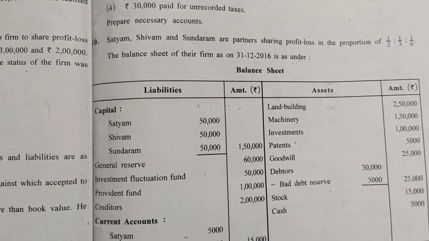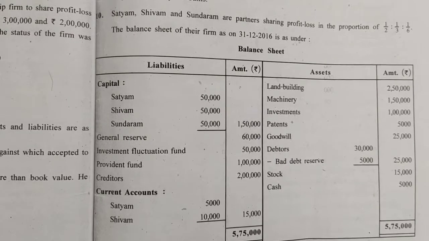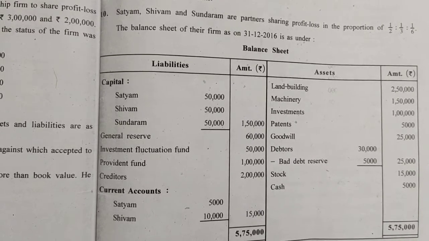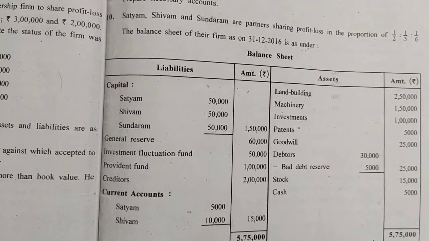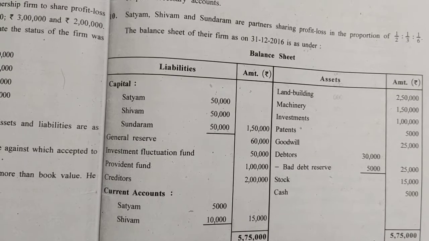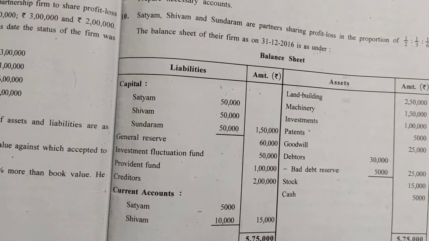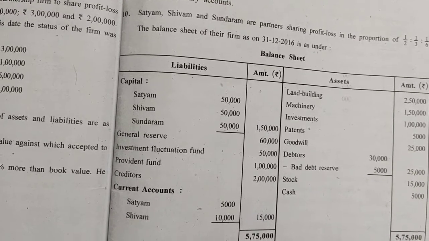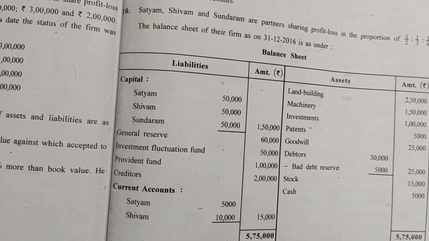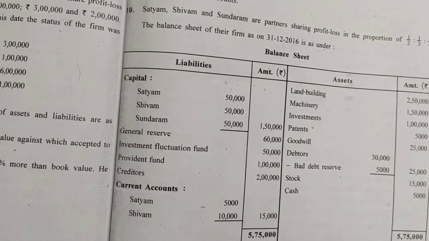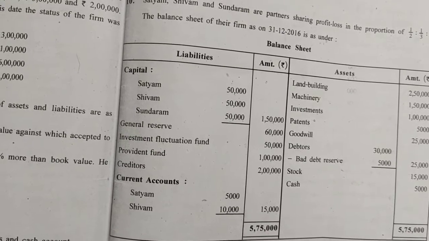Satyam, Shivam and Sundaram are partners, sharing profit and loss in the proportion of 1/2, 1/3 and 1/6. The balance sheet of their firm as on 31/12/2016 is as under. Balance sheet is given to us: capital, general reserve, investment fluctuation fund, provident fund, creditors and current accounts of Satyam and Shivam. Then asset side: land and building, machinery, investment, patents, goodwill, debtors, stock, cash, and along with debtors, bad debts reserve.